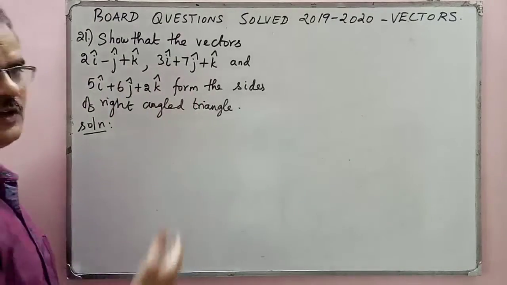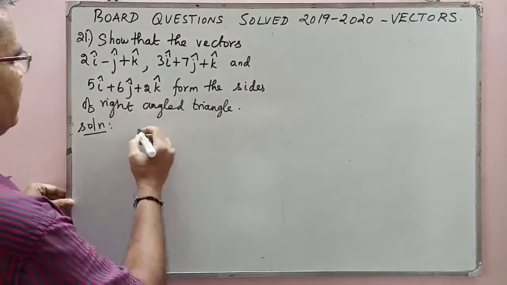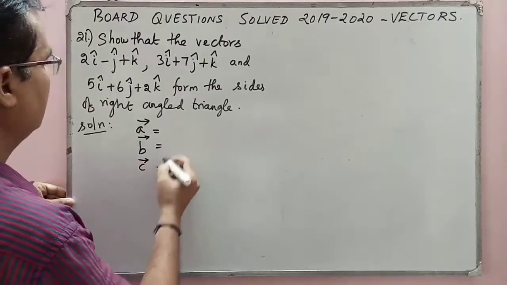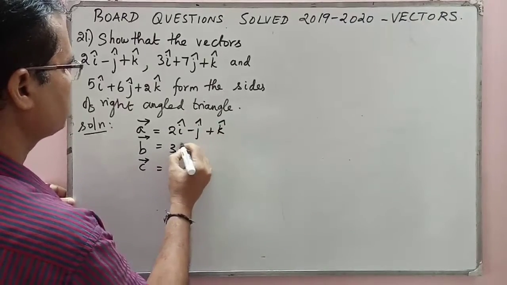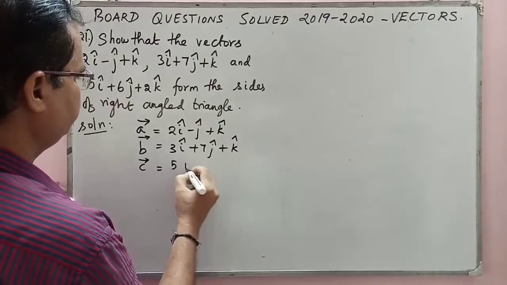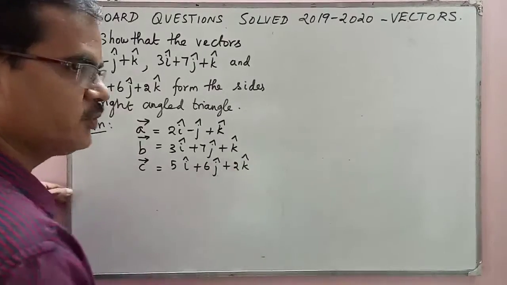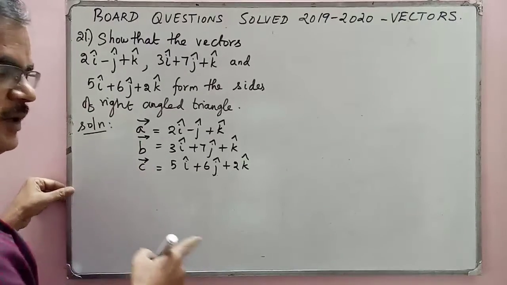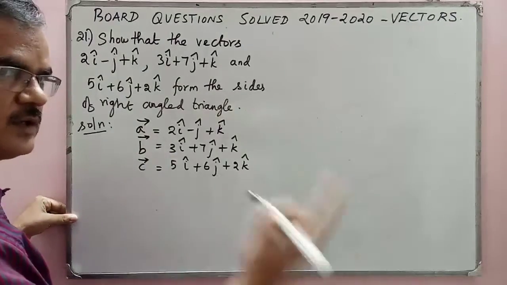Children, now the second method of solving the same question: show that the vectors form the sides of a right angle triangle. I am going to take the vectors as A vector, B vector and C vector. Now we are going to solve this using the triangle law of vectors. If the sum of two vectors can form the third vector, then we can say the three vectors will form a triangle. So first we are going to prove that these three vectors form a triangle. Then we will show it is a right angle triangle.